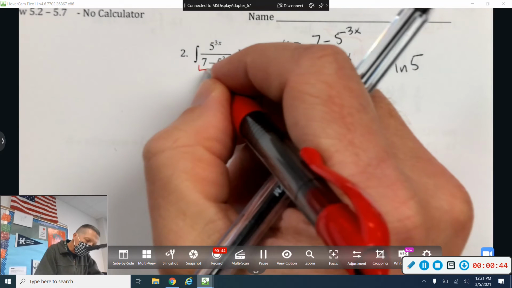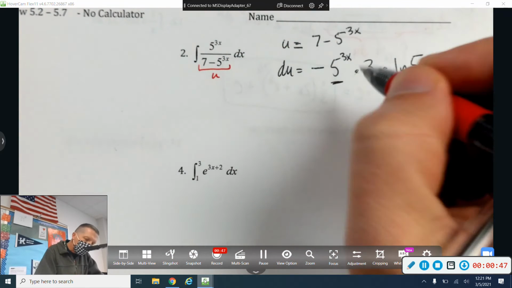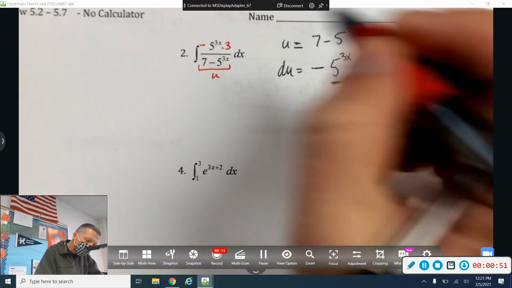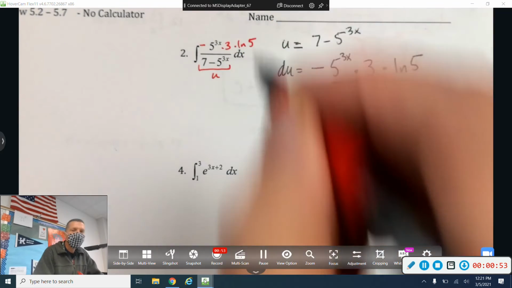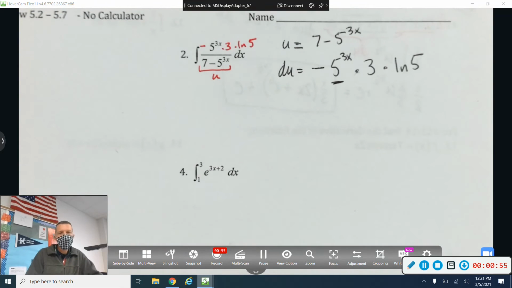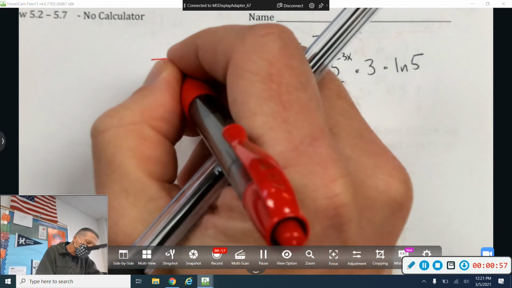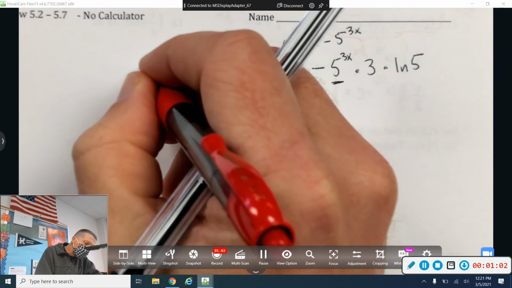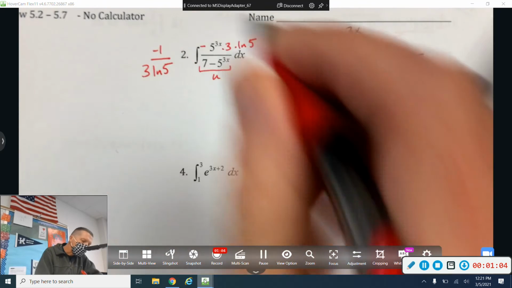So the bottom is u. The top, I need a negative and a 3 and a natural log 5. That required a lot of fixing. So that means out front I need negative 1 over 3 natural log 5.